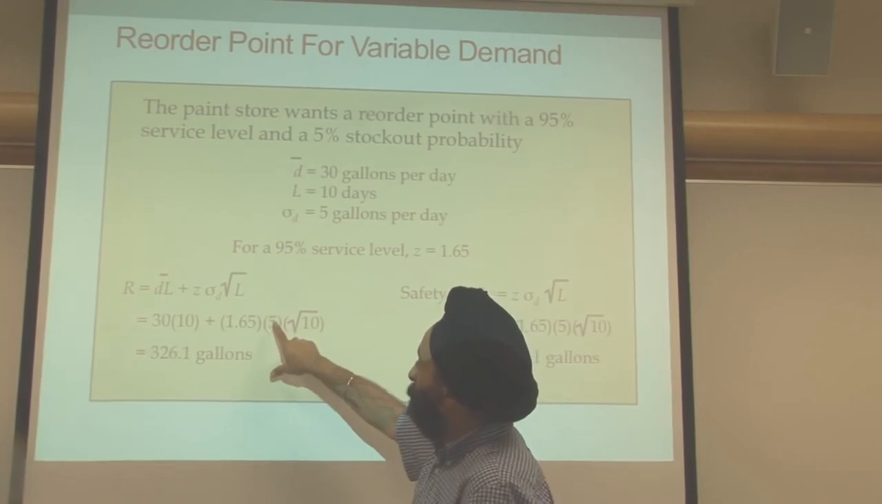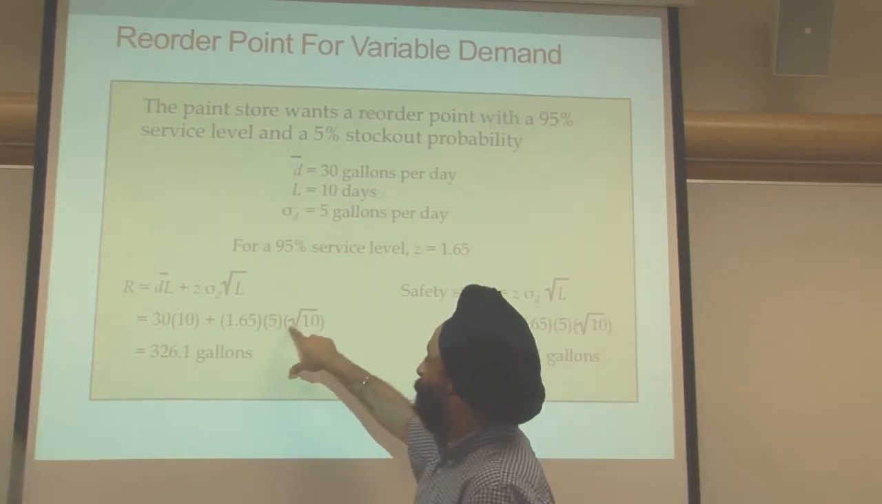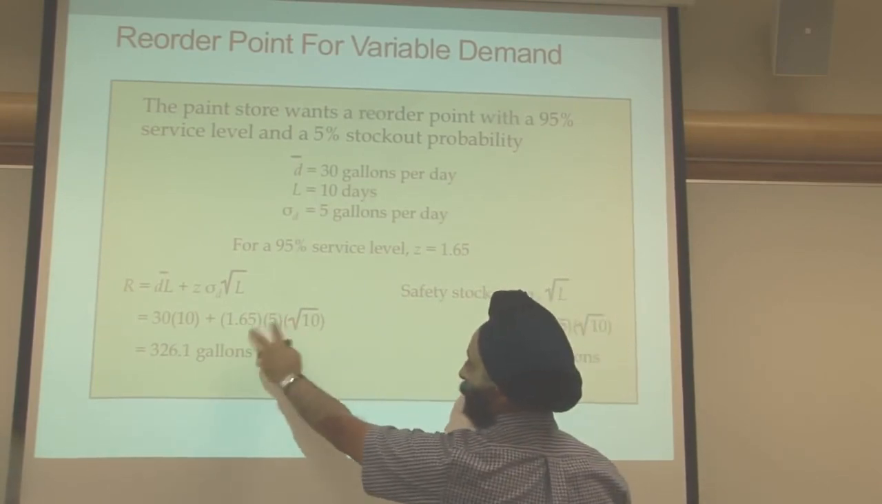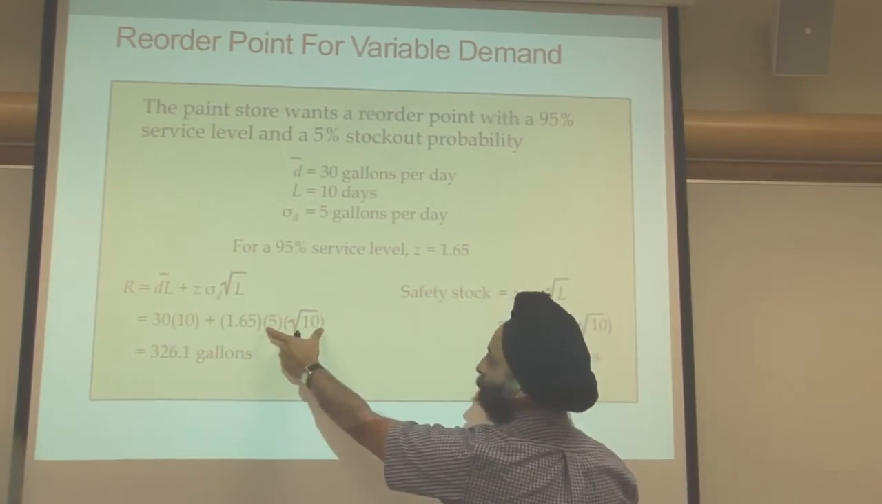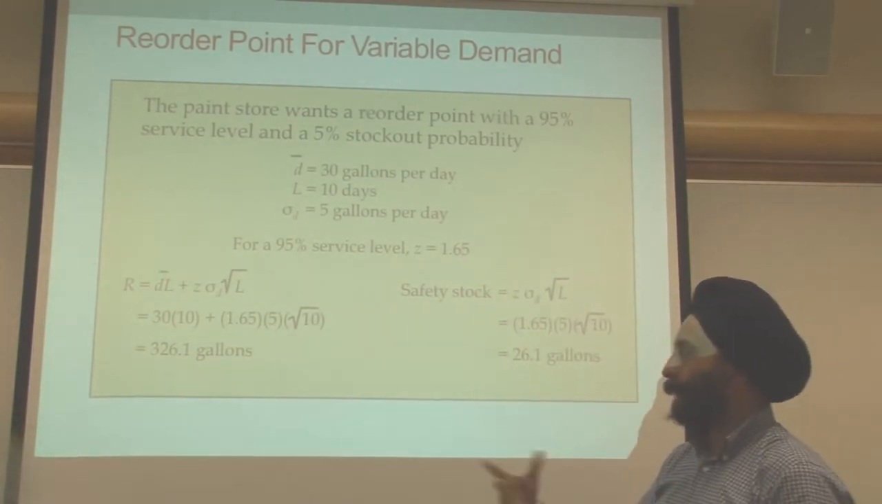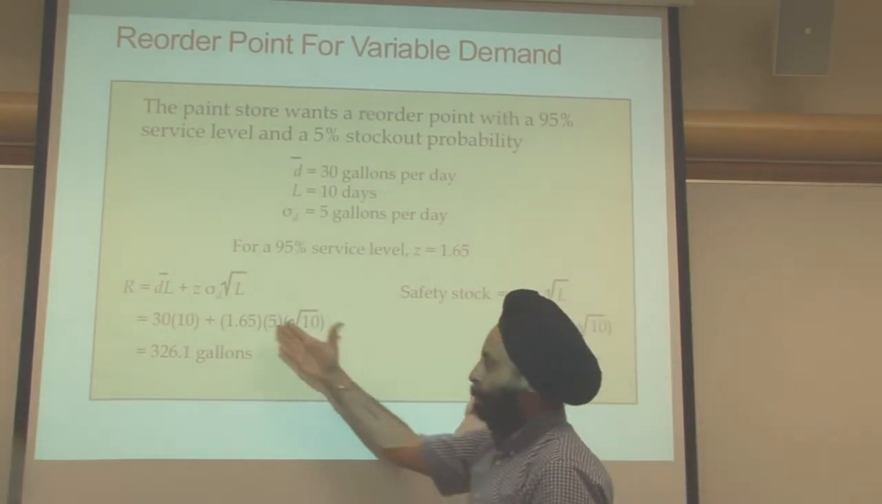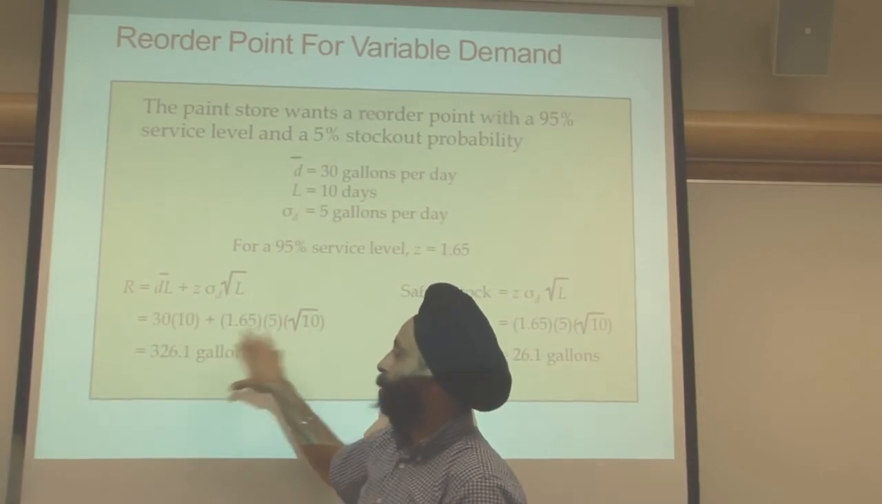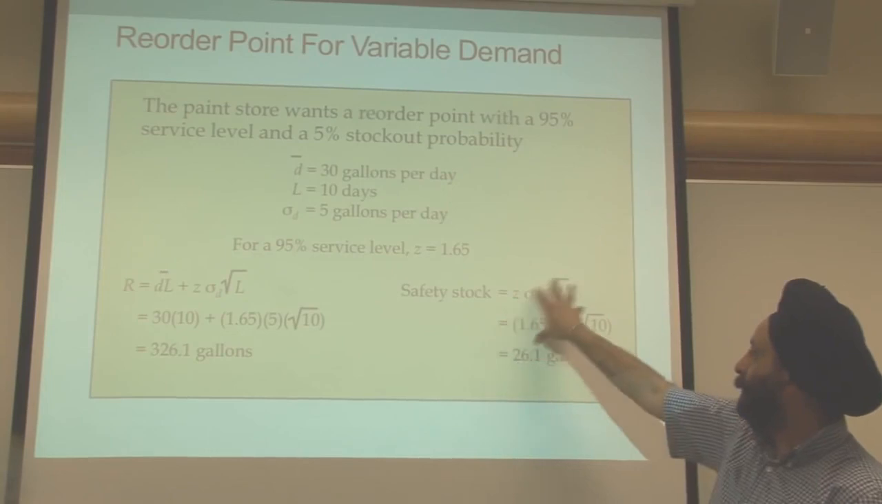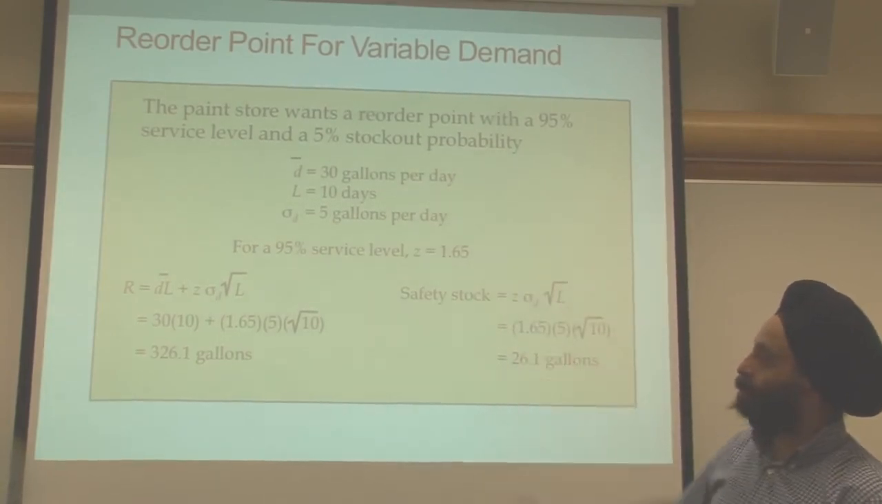daily demand, times the square root of the number of days in the lead time, which is square root of 10 in this case. So 5 times square root of 10 gives you the standard deviation of demand during lead time. So that is 300 plus 26.1, which is 326.1 gallons. This portion is just the safety stock that is being calculated.